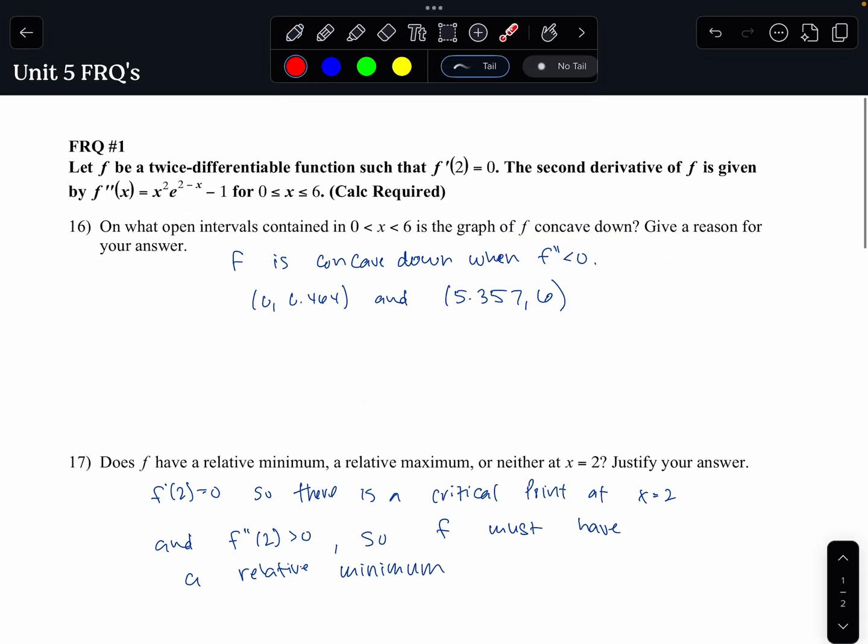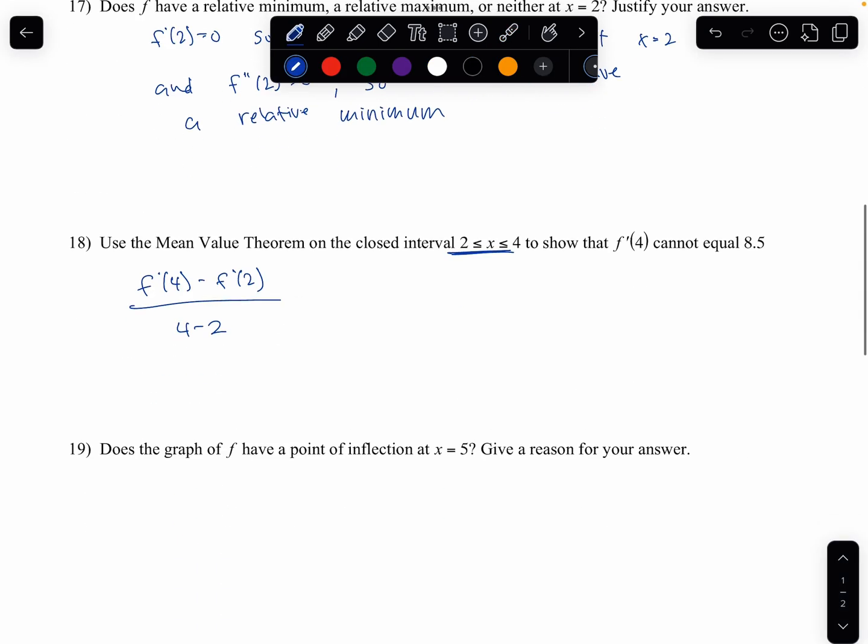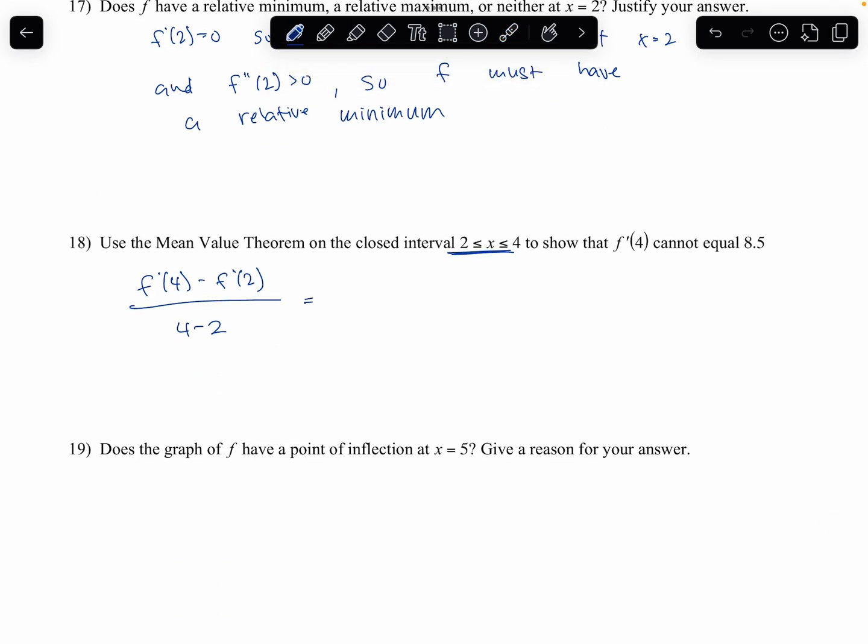What I do know is that f prime of 2 is 0. So this right here will be f prime of 4. Actually, let's just plug in 8.5. 8.5 minus 0 over 2, and that, of course, is going to be equal to 4.25, right?